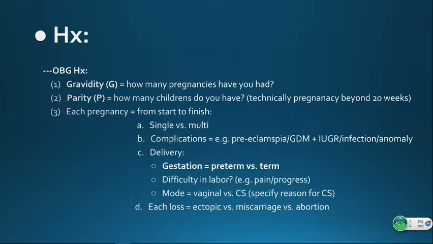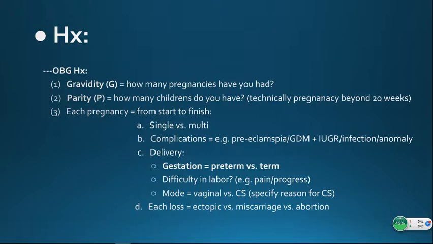Gravidity basically means the number of pregnancies that the woman has had previously. And parity means the number of pregnancies that have been carried beyond 20 weeks. So the questions you might ask will be, for gravidity, how many pregnancies have you had? And for parity, how many children do you have? And if there's more G's than P's, then you know something's gone wrong in between.